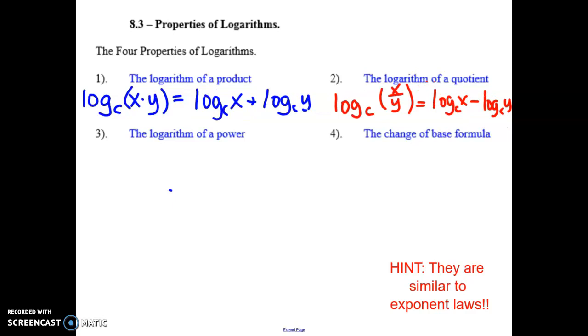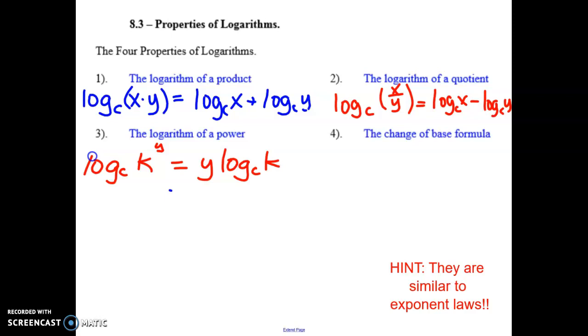Next one, we have a log of a power. So let's say we have log k to the power of y with a base of c. We could bring that power of y to the front and get y times log k with a base c. So that's the logarithm of a power. So if you have a power, you can expand it by multiplying the power to the front. Okay, those 2 things are equal.